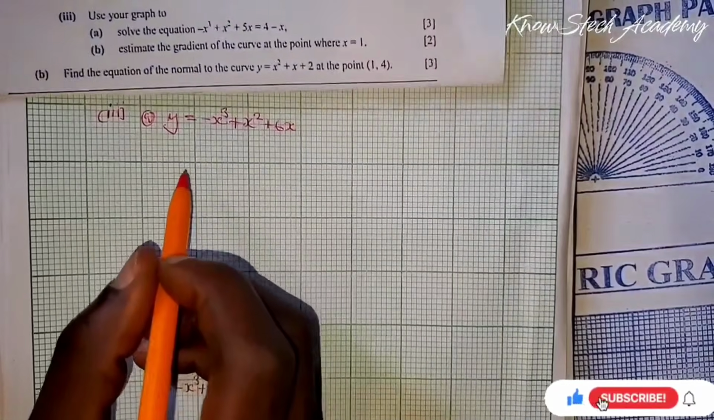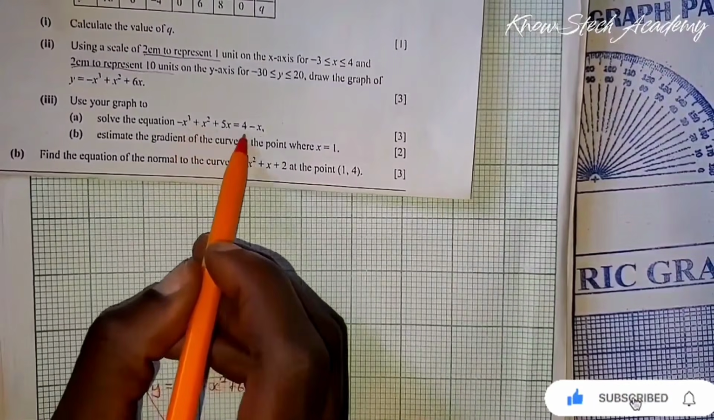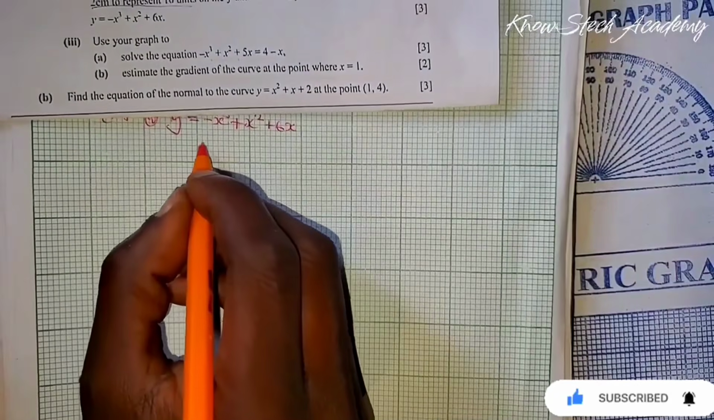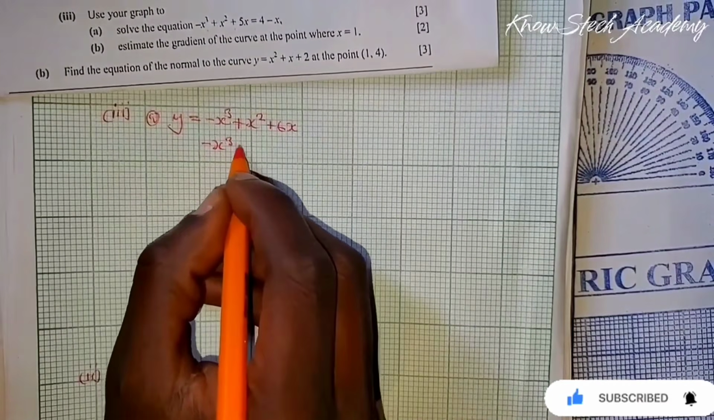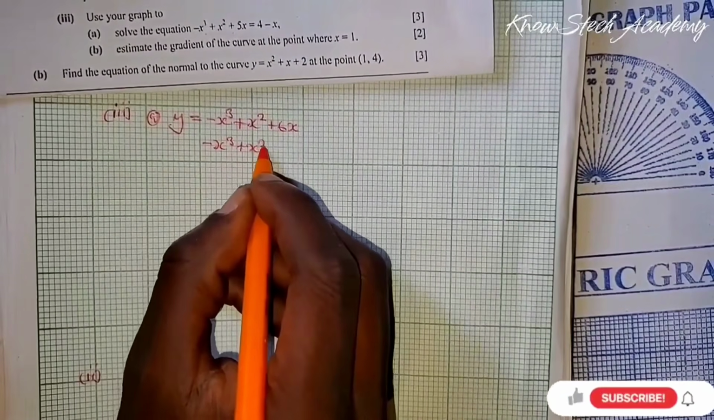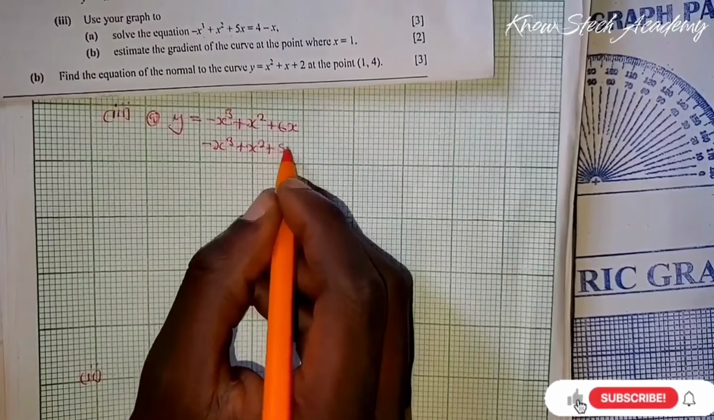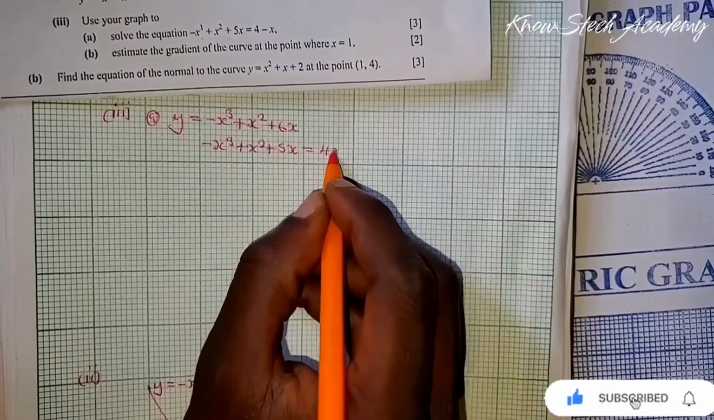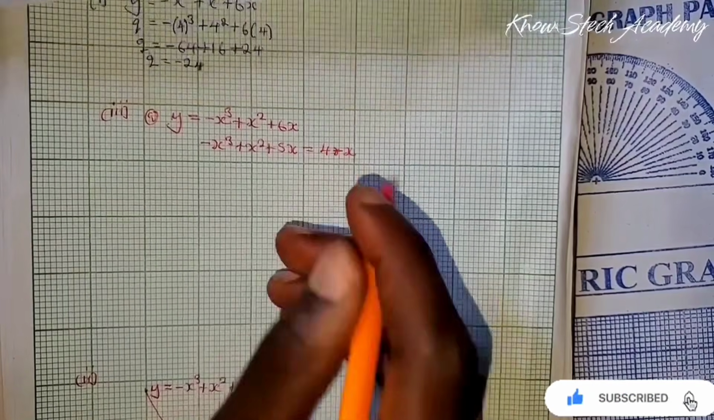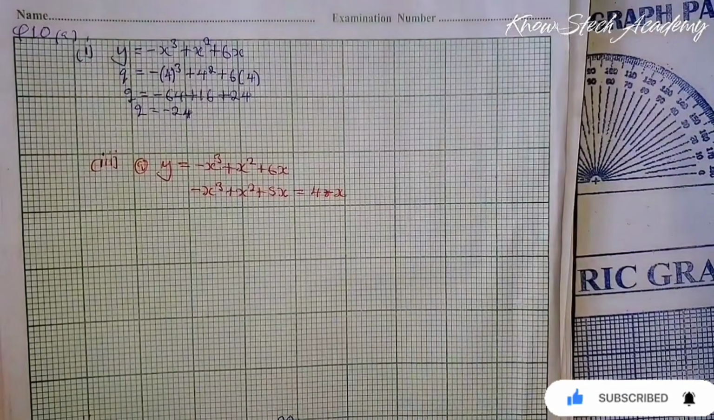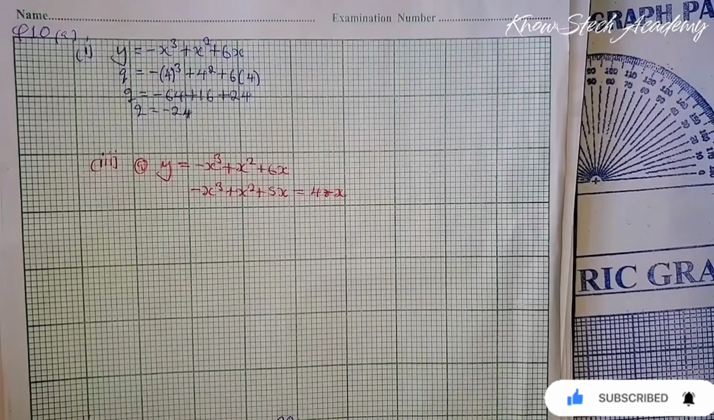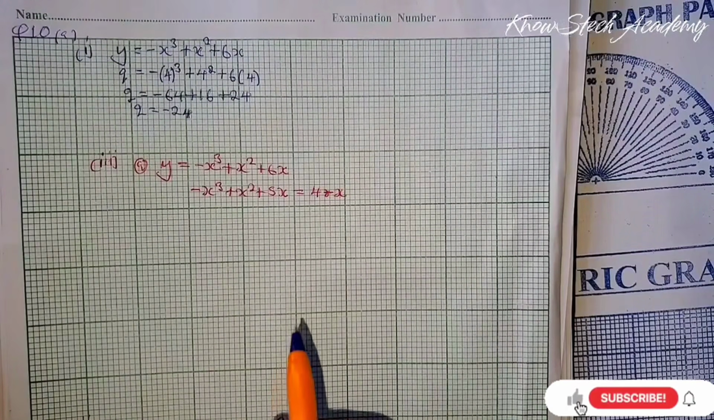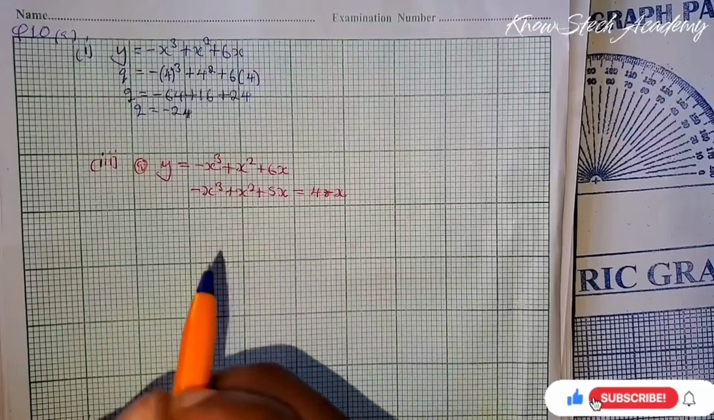Okay. Then write this equation, which is to solve the equation. Just write it down here. So it is negative x cubed plus x squared plus 5x equals 4 minus x. Look at this nicely. We are taught to use the graph to solve this.